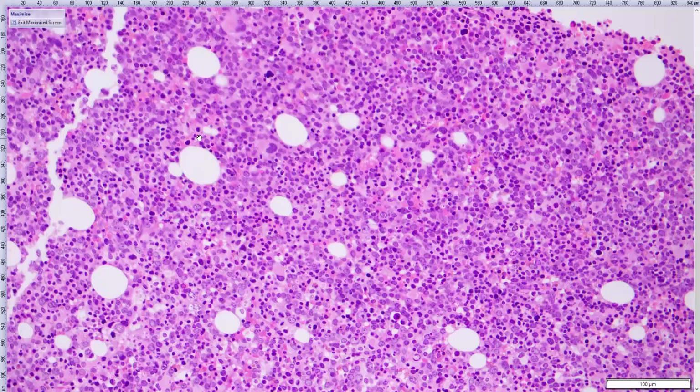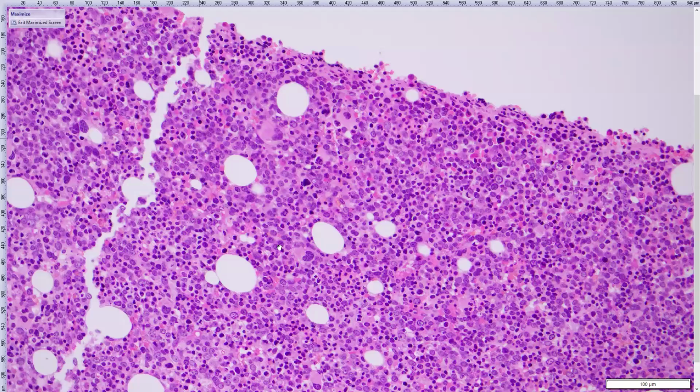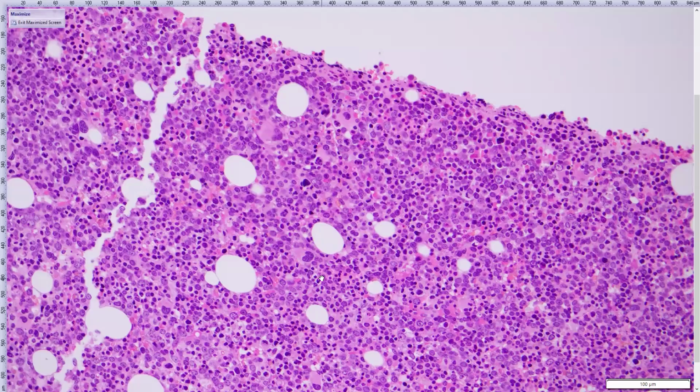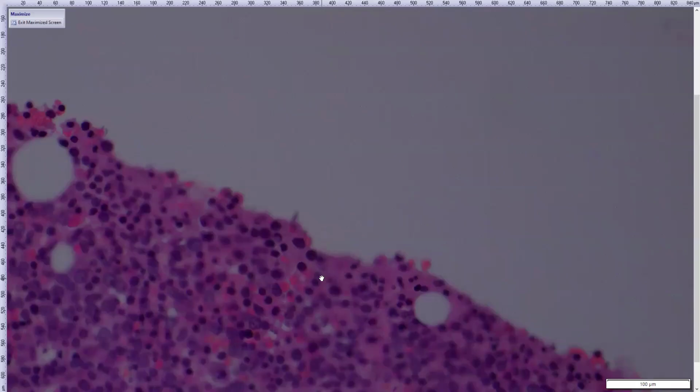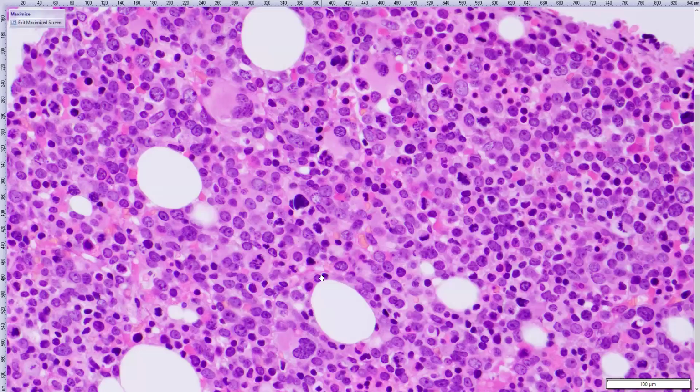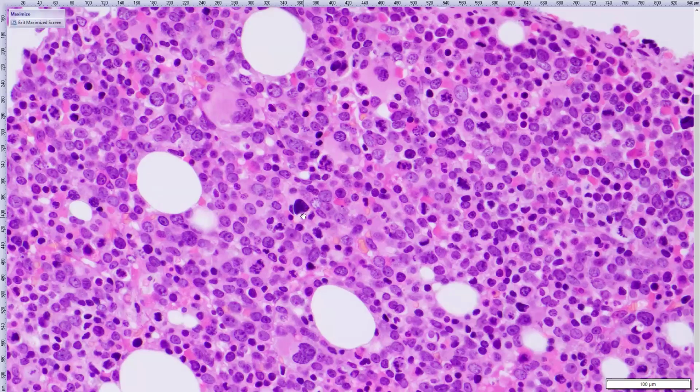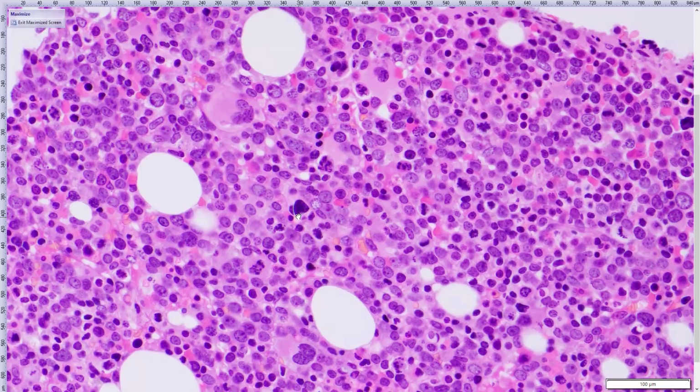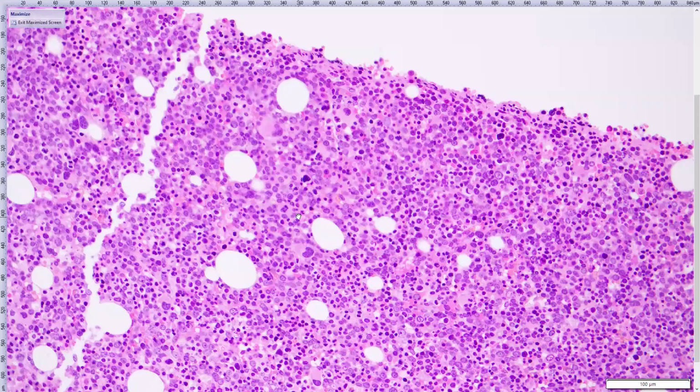I do see some scattered megakaryocytes. Like this one here is a megakaryocyte. This one here is a megakaryocyte. And this one here is very small and tiny. It's a micromegakaryocyte, and it has this hyperchromatic nucleus. So we do see evidence of megakaryocytic dysplasia in the bone marrow core biopsy for this patient as well.